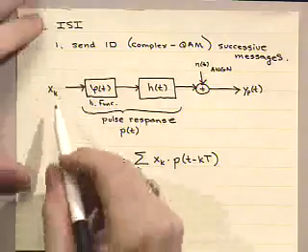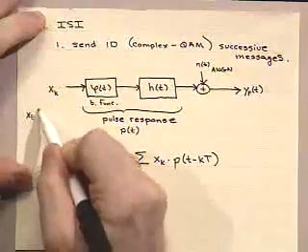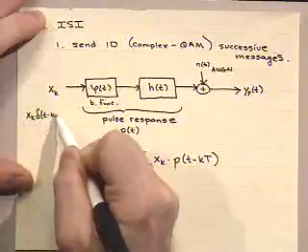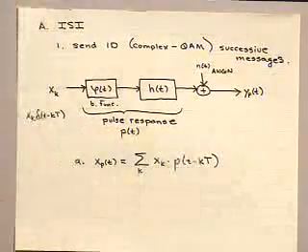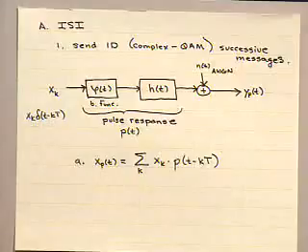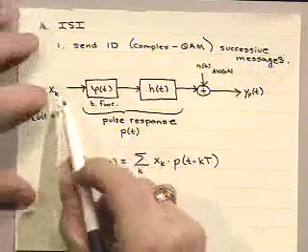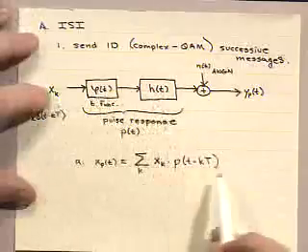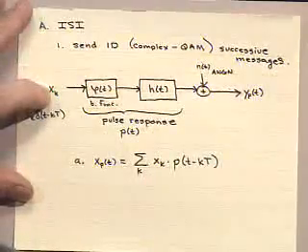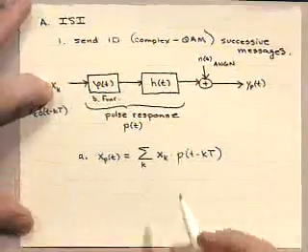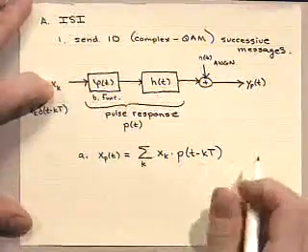So we could think of this input here as basically being x sub k delta of t minus kt, if you want, and convolve that at each point in time and add them together as they pass through the channel. Really what happens is we get x of k times phi of t convolved with h of t, but that gives us the same expression for the output of the channel without any noise.